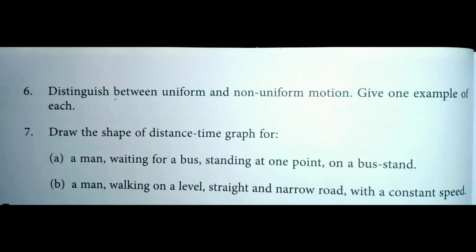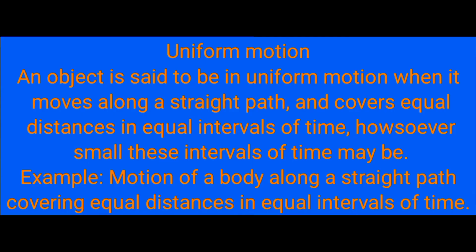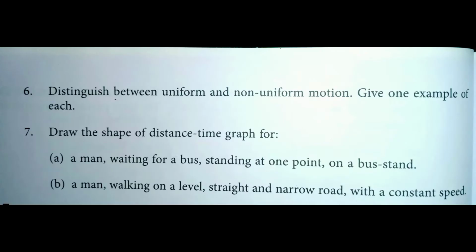Question number 6. Distinguish between uniform and non-uniform motion. Give an example of each. Answer. Uniform motion: an object is said to be in uniform motion when it moves along a straight path and covers equal distance in equal intervals of time, however small these intervals of time may be. Example, motion of a body along a straight path covering equal distance in equal interval of time.